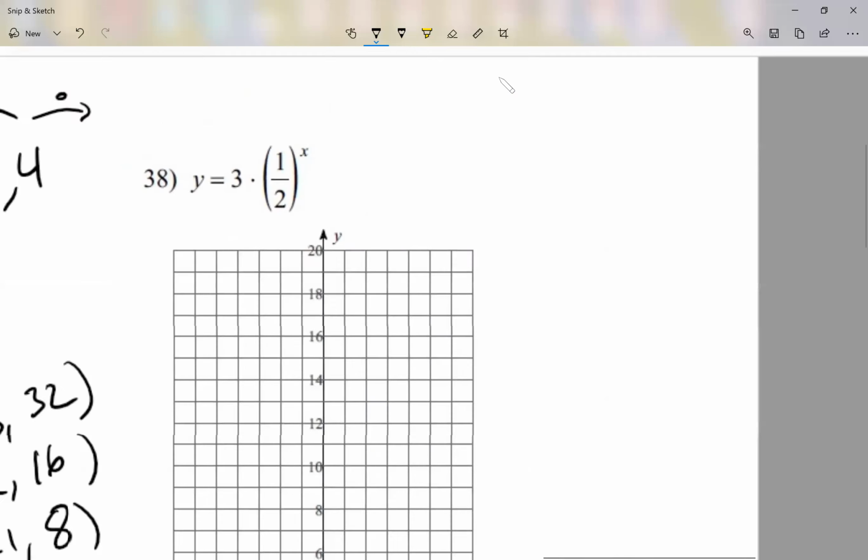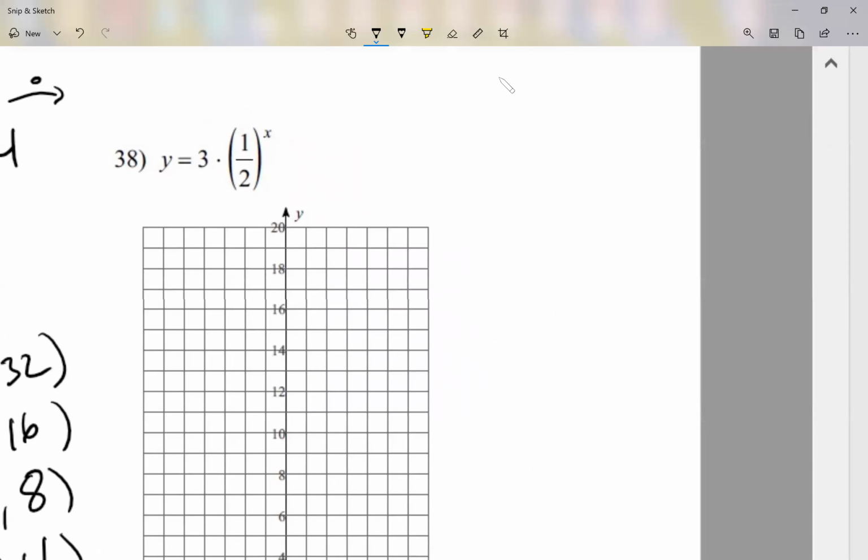Okay, let's take a look at number 38. My initial number is 3. That's the first number on my list. So let me put my 3 here. And I know that if I go to the right on my list, I have to multiply by the ratio. I have to multiply by 1/2, right? 3 times 1/2, and then times 1/2 times 1/2. Gonna get annoying. So instead, I'm gonna go backwards.